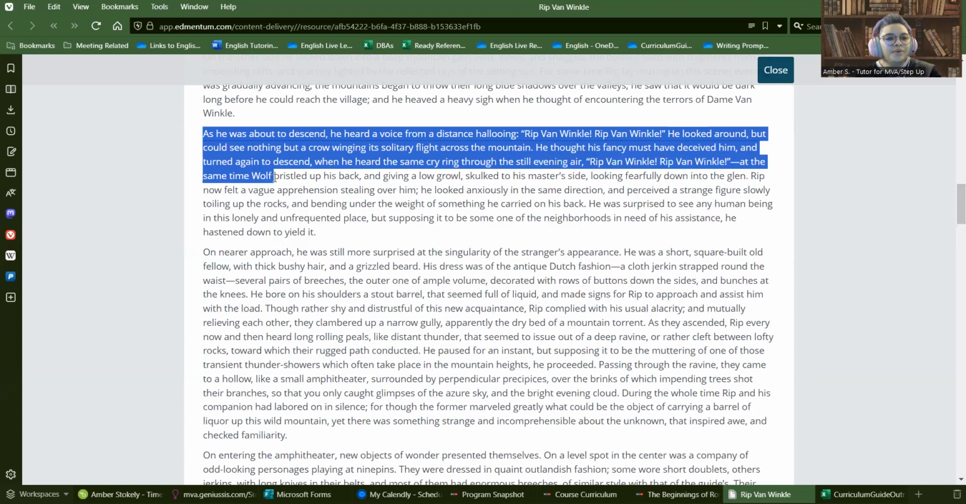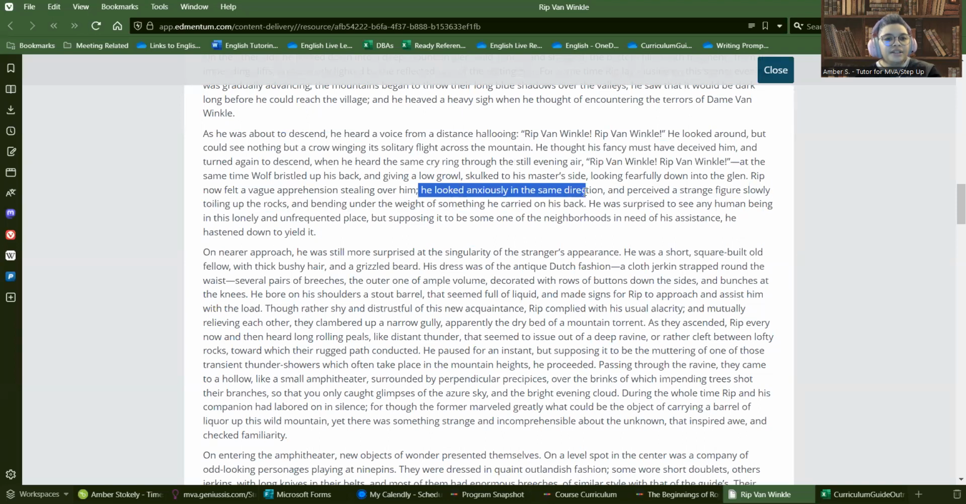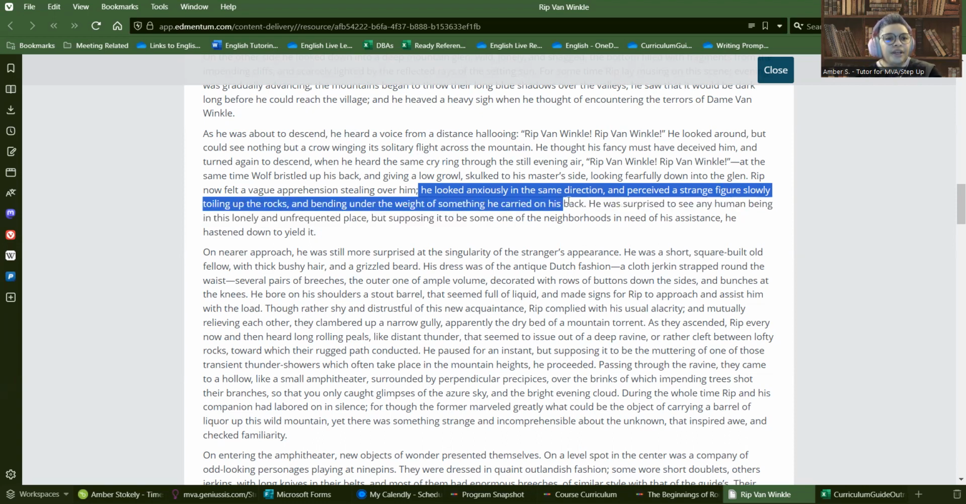At the same time, Wolf bristled up his back. So the dog is showing signs of having heard something and giving a low growl. He skulked to his master's side, looking fearfully down into the glen. Rip now felt a vague apprehension stealing over him. So apprehension is like anxiety. He looked anxiously in the same direction and perceived, that means he saw, a strange figure slowly toiling up the rocks. So toil means work. We came across this word a little earlier. So a figure is working its way up the rocks and bending under the weight of something he carried on his back.